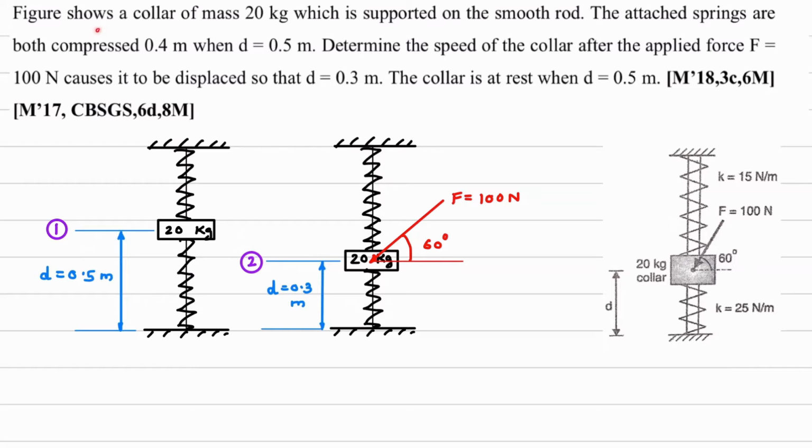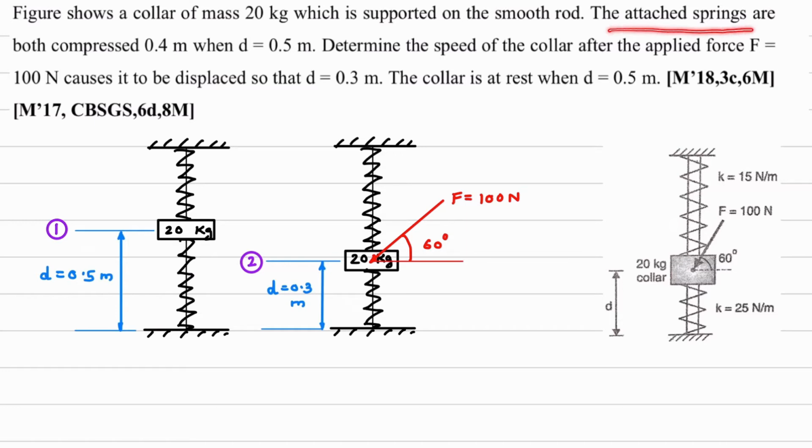Figure shows a collar of mass 20 kg. Okay, so here you can see this figure is given in the question. Here a collar is there. Mass of the collar is 20 kg, which is supported on smooth rod. Very important word here. What is given? We have smooth rod, meaning friction is not there.